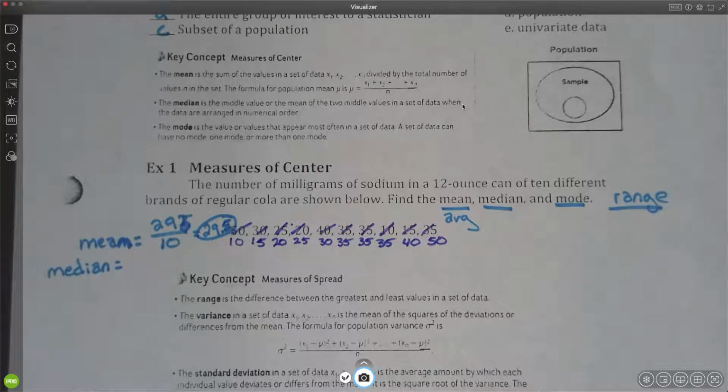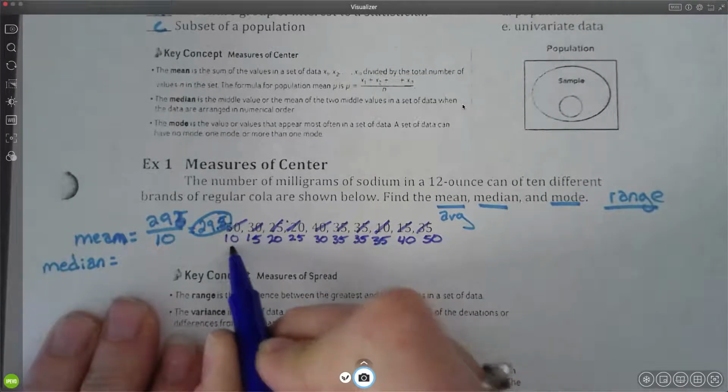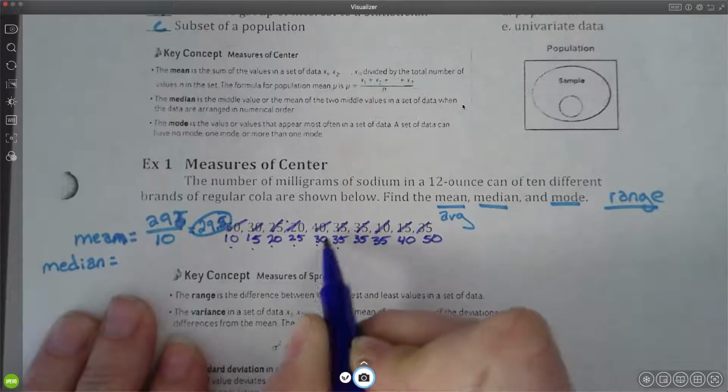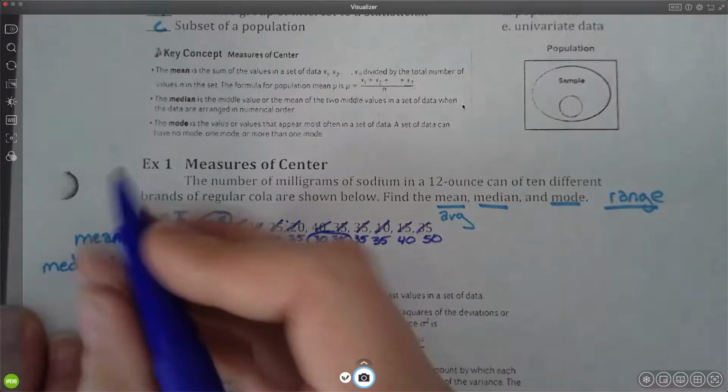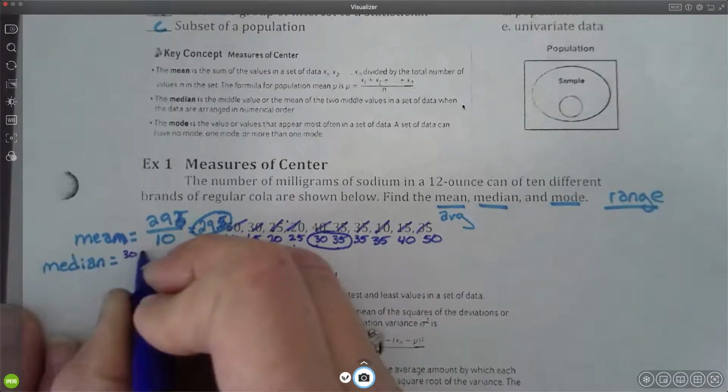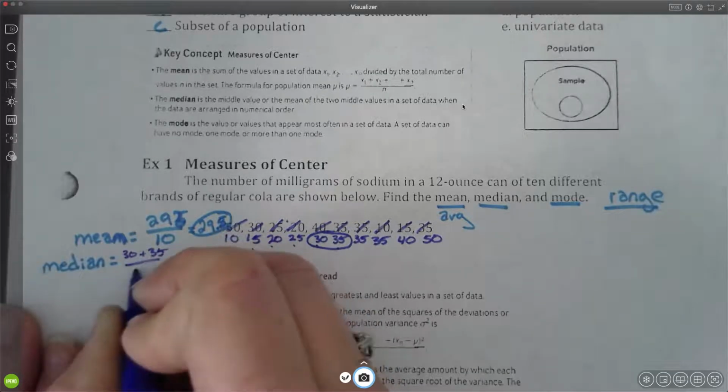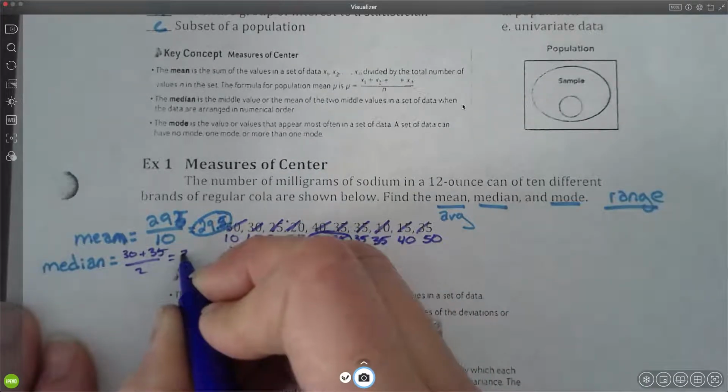50th and 51st number, and I would average those together, right? So now you just have to count from one side rather than crossing off from both sides. Does that make sense? Okay, so we count over to the 5th and 6th number. 1, 2, 3, 4, 5, and 6. These two numbers average together, 30 and 35. So I add them together, 30 plus 35 divided by 2, and that is 32 and a half, right?